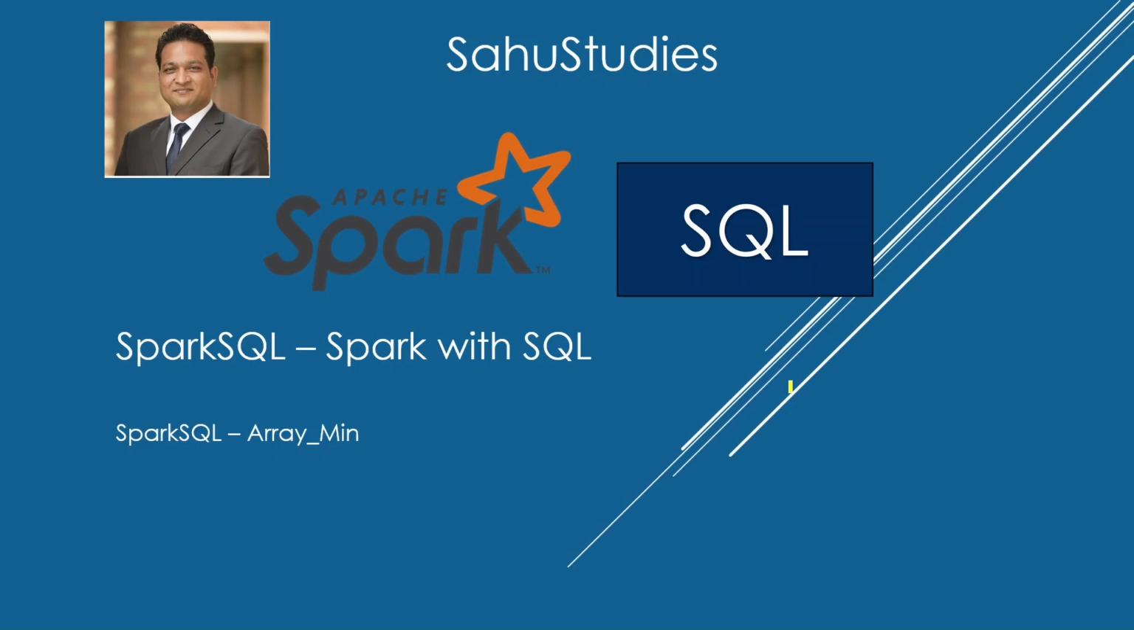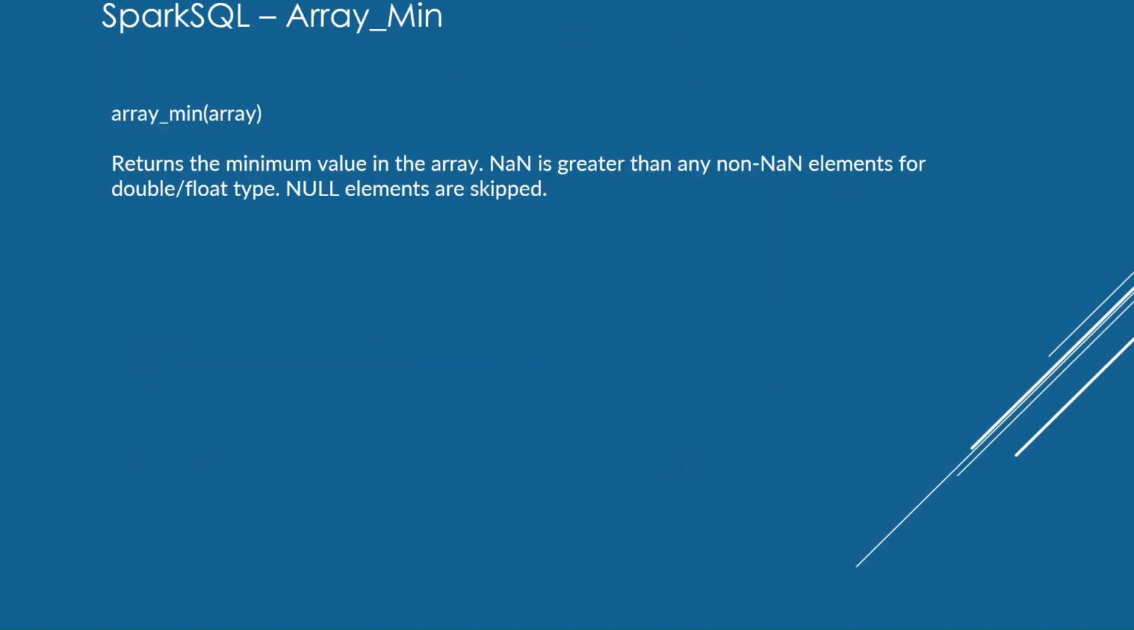In this video, we are going to discuss the array_min function in Spark SQL. What does the array_min function generally do? Let's first discuss the signature of the array_min function. The signature is this one, and it takes only one argument, that is, an array.